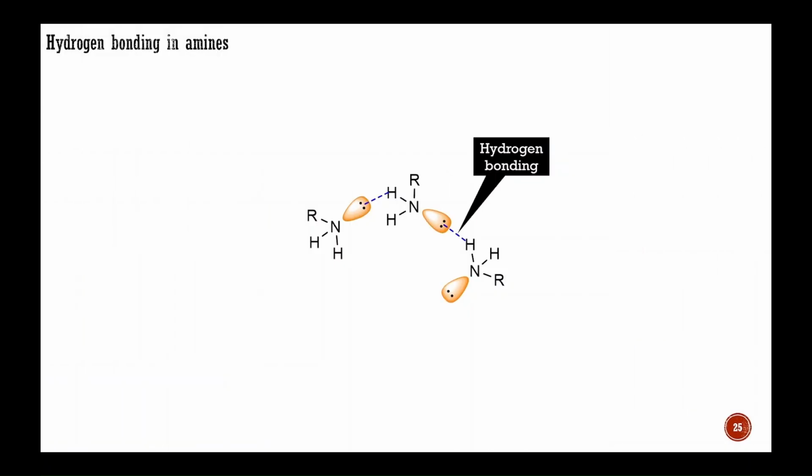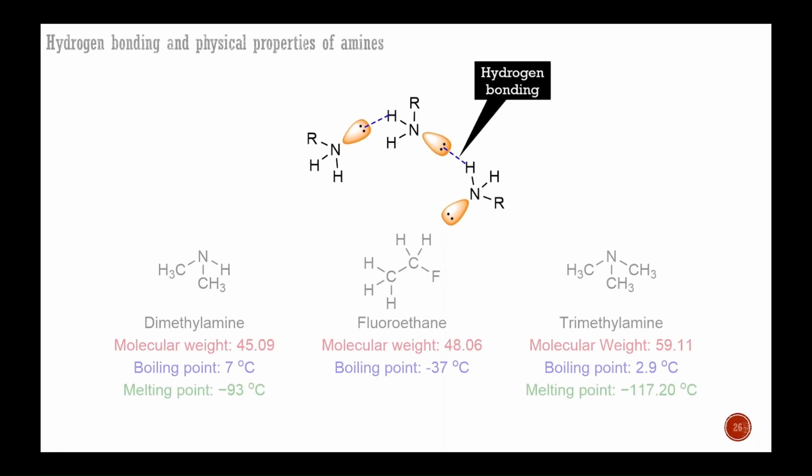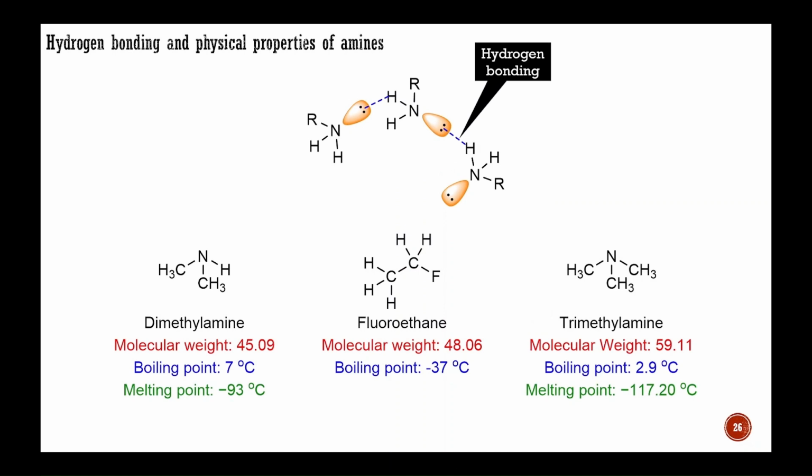Primary and secondary amines can form hydrogen bonds, giving them higher melting and boiling points than hydrocarbons and alkyl halides of similar molar mass. For example, dimethylamine boils 45 degrees higher than ethyl fluoride, despite their similar molecular masses. On the other hand, trimethylamine has a greater molar mass than dimethylamine, yet it melts more than 20 degrees lower because it lacks hydrogen atoms bound to nitrogen that could participate in hydrogen bonding.